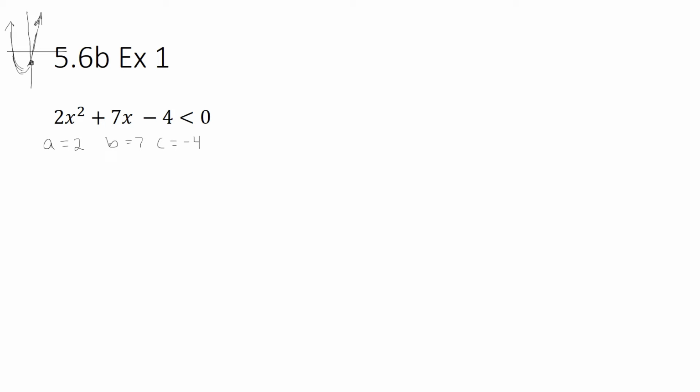You could solve for the vertex if you want to, but that's not really important right now. So I'm going to go ahead and use the quadratic formula, because it's just easy. Negative b plus or minus the square root of b squared minus 4 times a times c all over 2 times a. So we're going to plug in our values. 7, 7, 2, negative 4, 2. This is all x equals. So we're solving for the values of x where this is 0.